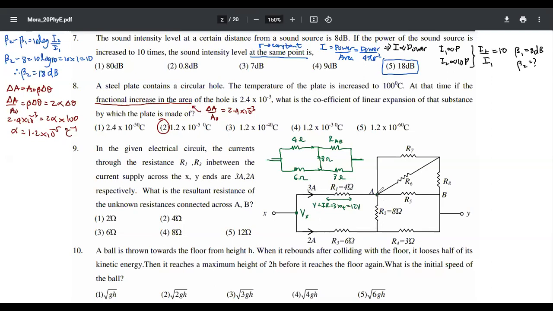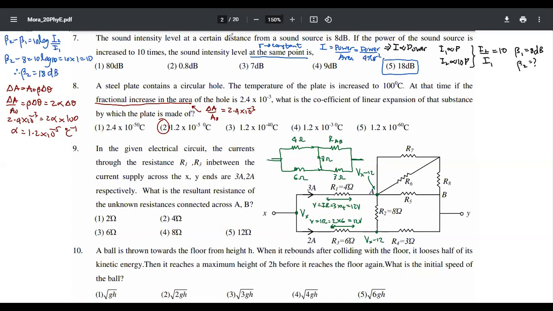That means what is the potential at A? Potential at A is going to be Vx minus 12. And how about this one? Potential drop across this one? Again, you can use V equals IR. I is 2, R is 6. Surprisingly, that is also 12 volt. That means at this point, potential is Vx minus 12. Vx minus 12.